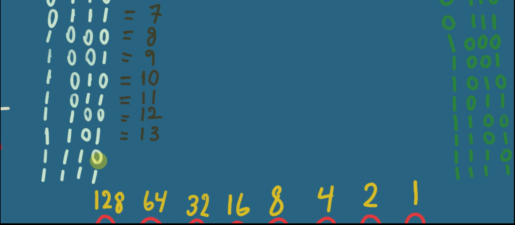So 1110. This is equal to 14. Again, if you want to understand this, just multiply 1 by 2 raised to the appropriate power. And how do you know that? You just count the columns. 1, 2, 3, 4. This here in the second column, the 2 is raised to 1. You always subtract 1 from the ordered number of the column. So this is the second column. That means I raise the 2 to 1.